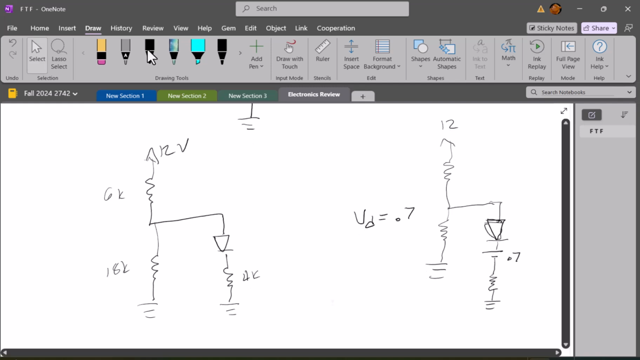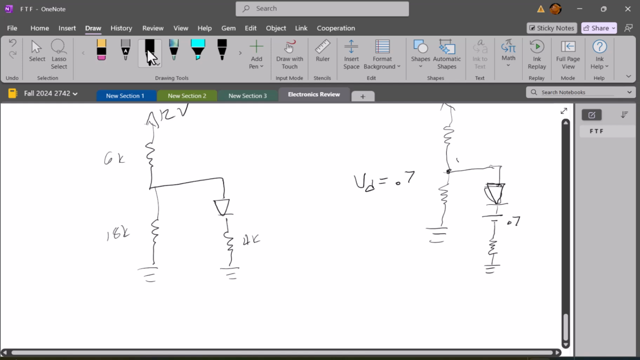And so now what I could do with this one is I could find the voltage right here. I could do a nodal analysis, and going up I would have V minus 12 over 6K, but I'll multiply through by 1,000 and get rid of those, plus going down V minus 0 over 18, and going this way, I would have V minus 0.7 over 4 equals 0.